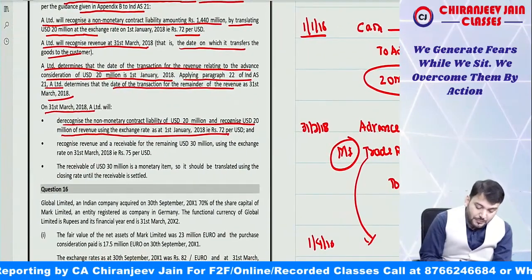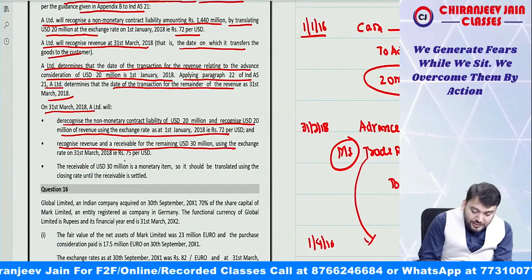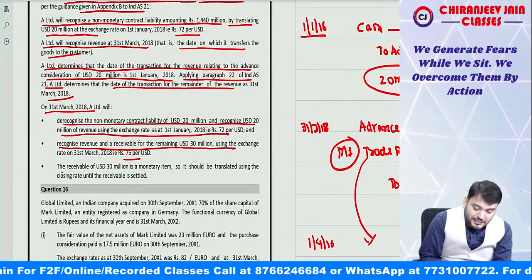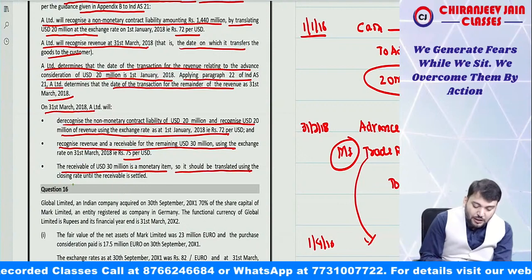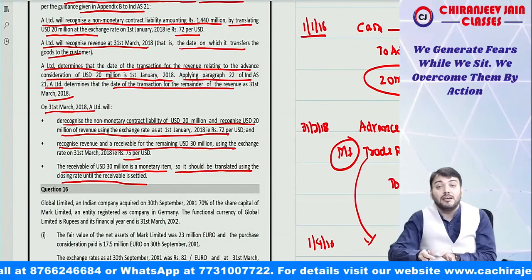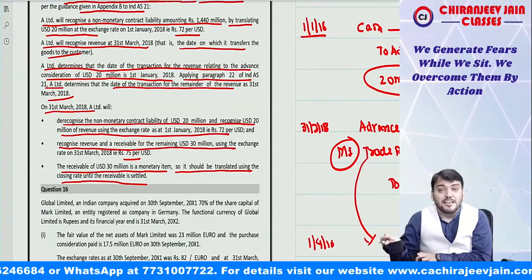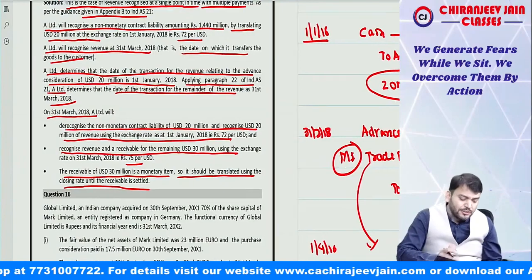Recognize revenue and receivable for the remaining US dollars using the exchange rate 75. We have done that only. The receivable of 30 million is a monetary item, so it should be translated using the closing rate until the receivable is settled. So whenever it is settled, we use the closing exchange rate of the settlement date. Very good question.